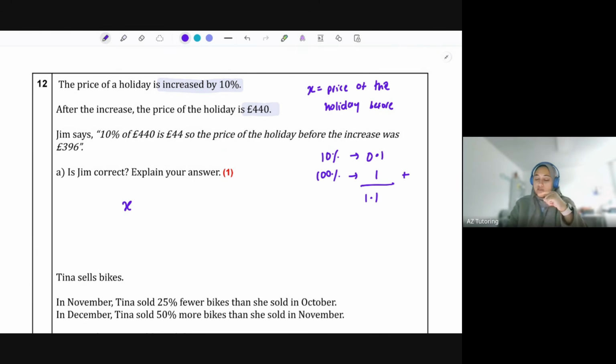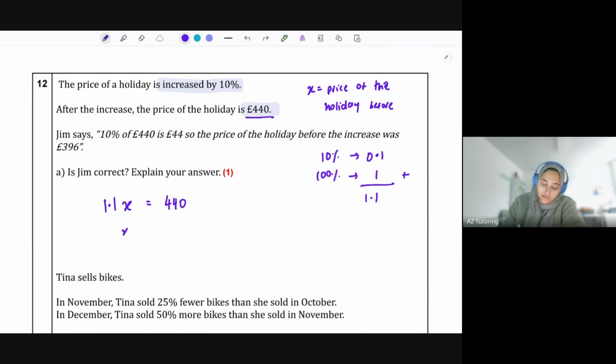What that is saying is if you do 1.1 times X, you will get the new holiday price after the increase, which we know is £440. So we can actually work out the price of the holiday before the increase, and if it's different to 396, then we know Jim is incorrect.